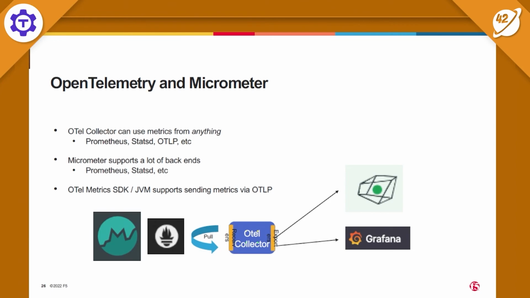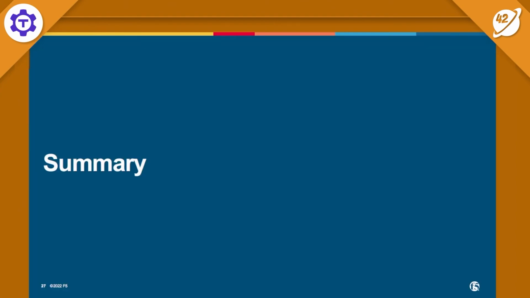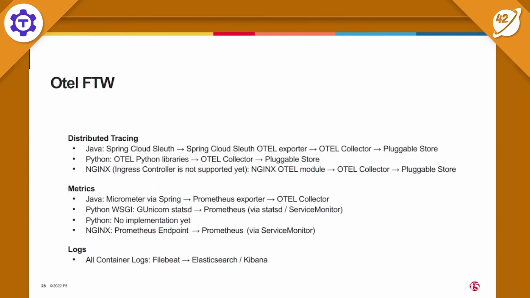So, without too much more, a quick summary for what we're going on here. And this is a more complete list. When we did this, OpenTelemetry was clearly the right choice for dealing in production categories for observability. For distributed tracing, we did have a number of interesting pieces. Java used Spring Cloud Sleuth with the OTel exporter leading to the OTel collector, which then led to a pluggable store. Python used the Python libraries, the OpenTelemetry collector to the pluggable store.